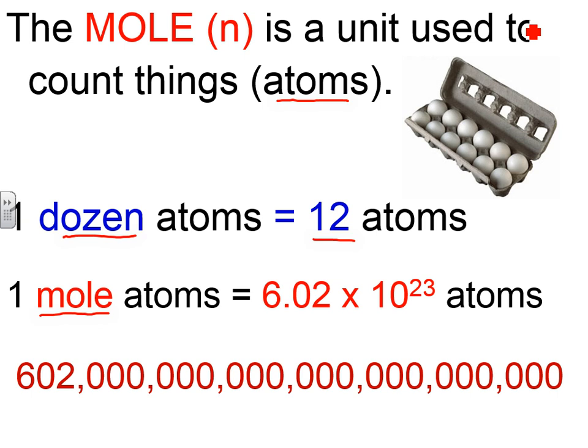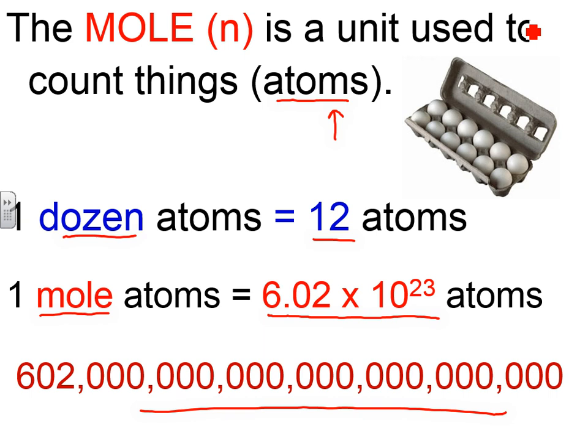Now the number is really big. The number is 6.02 times 10 to the 23rd. And this number written out has quite a few zeros, 21 zeros. And so the number is quite big. That's because atoms are quite small.